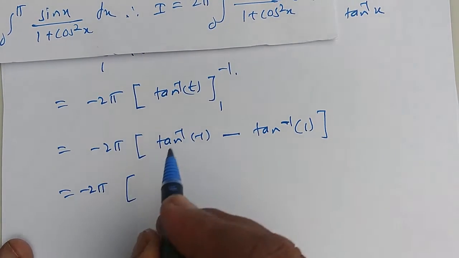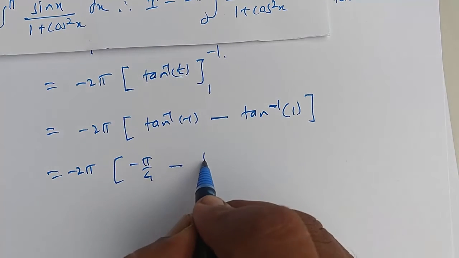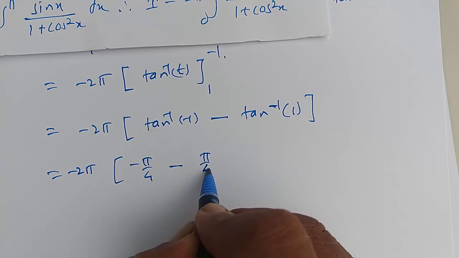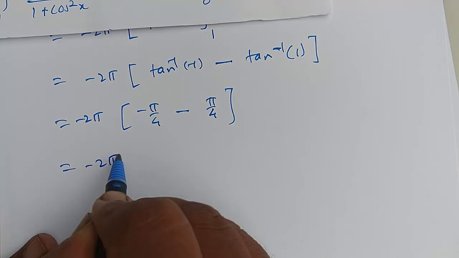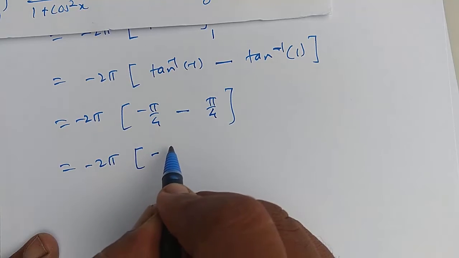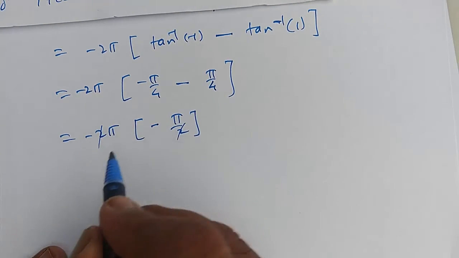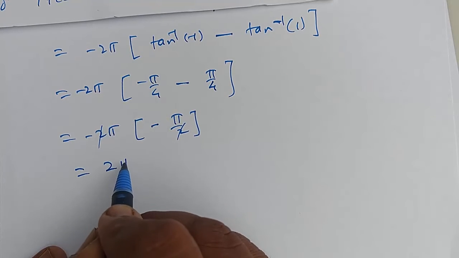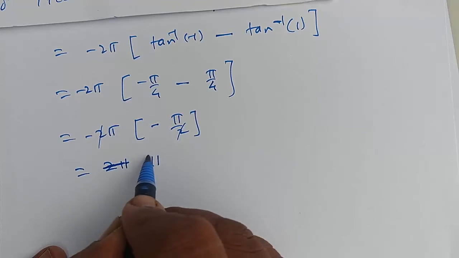Tan inverse of minus 1 is minus pi by 4. Again, tan inverse of 1 is also pi by 4. So this is equal to minus 2 pi times minus pi by 2. So the 2 gets cancelled, minus minus becomes plus, and it becomes only pi.